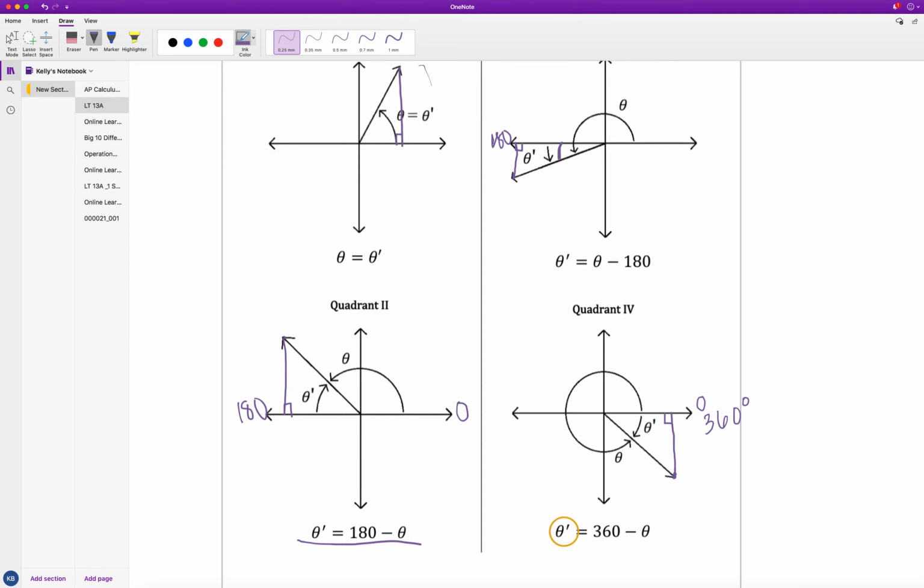So my reference angle this time will be 360 degrees, the entire one revolution of the entire circle, minus my original angle, so I'll get left with the extra stuff that is inside my right triangle.